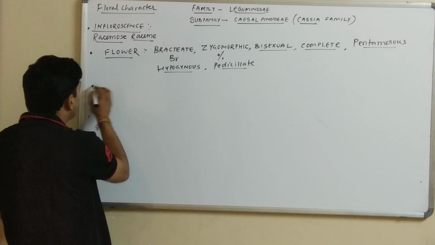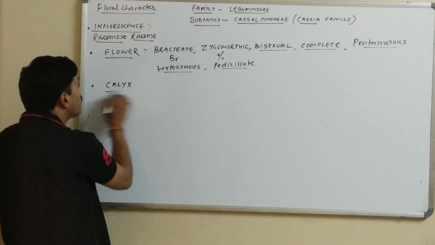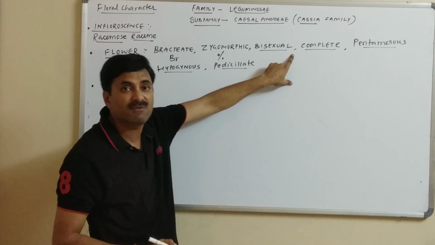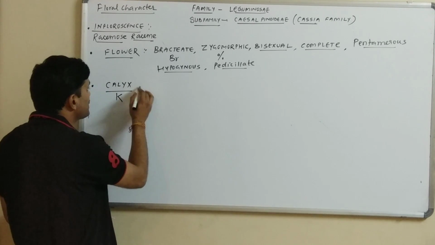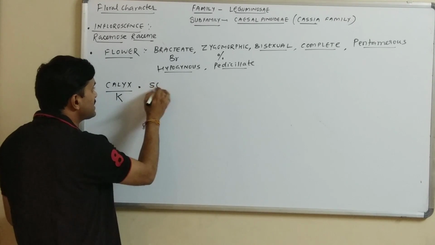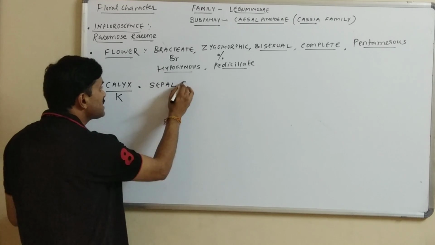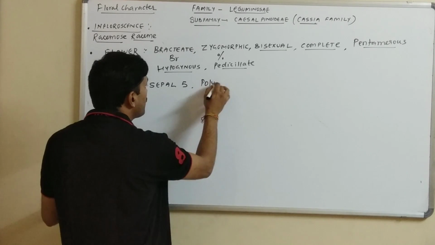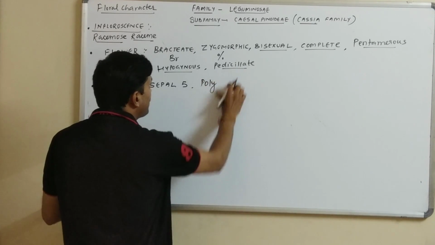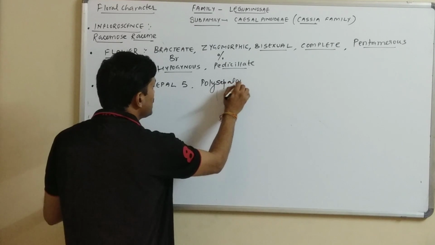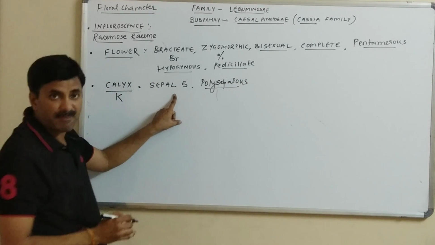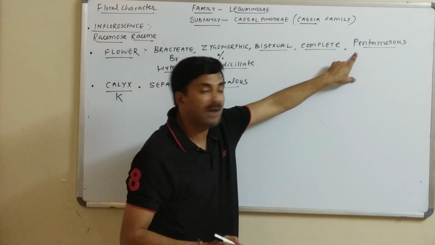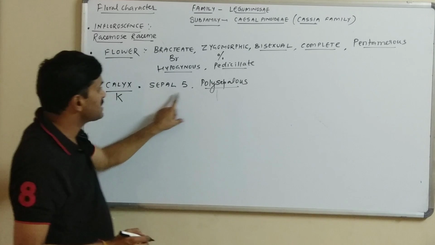Now after discussing the flower, we will be discussing the 4 whorls of the flower. As we know that the flower is complete, all the 4 whorls will be found. The first whorl is the calyx, and we know very well that the unit of calyx is the sepal. So the number of sepals will be 5, and they are free, that is polysepalous. What is the polysepalous condition? Means free sepals. They are not united. So sepals are 5. Why are the sepals 5? Because the flower is pentamerous.